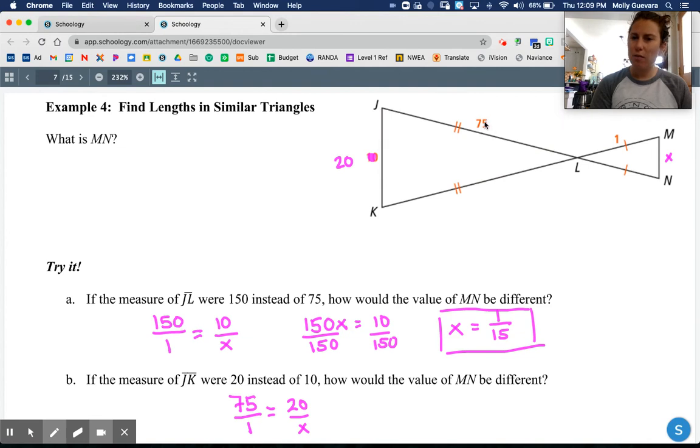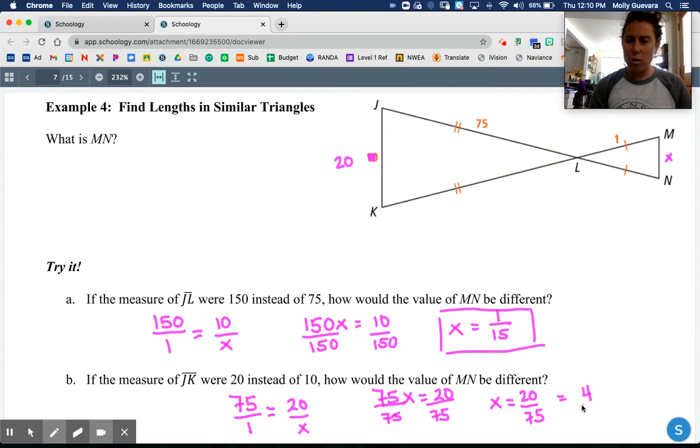Remember, since I start 75, which is on the big triangle, I go big triangle to small triangle. Then on the other side of the equal sign, I have to go big triangle to small triangle. So you just have to remain consistent in your order. So I cross multiply, 75x equals 20. Divide by 75, divide by 75. I get x is equal to 20 over 75. If I divide both of those by 5, I get 4 over 15. So x would be a little bit bigger.